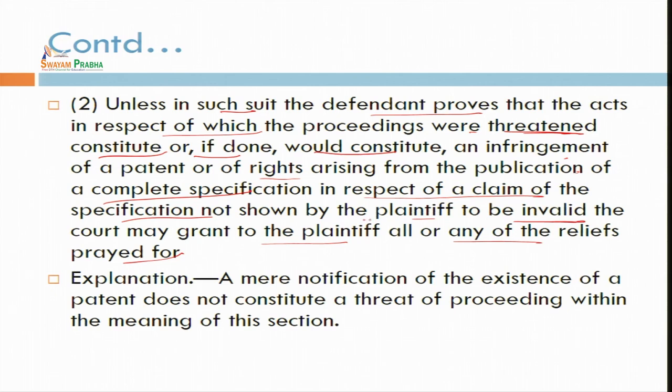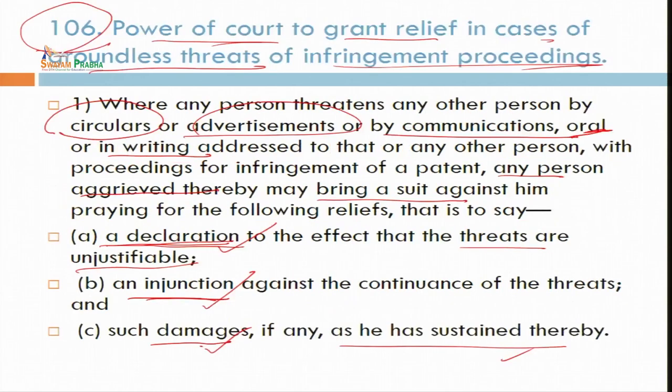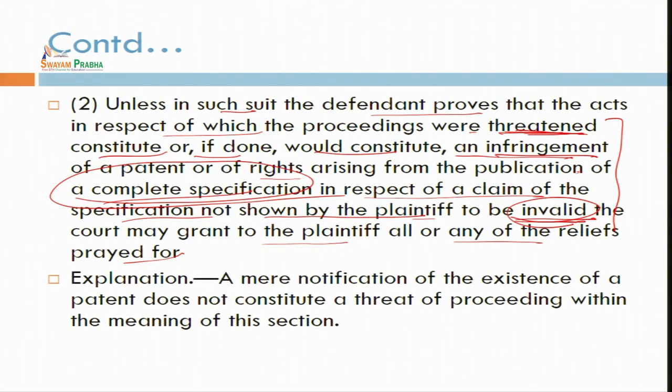So, if the patent which the plaintiff is claiming is invalid, or the complete specification is not filed, or publication of the complete specification of the plaintiff is not made, then in all these cases the threat is unjustified, or the infringement claim is invalid, and the court may grant relief to the plaintiff who has filed this case under section 106. It may relate to a circular, an advertisement, or oral or written communication. This section is very interesting, which protects the interest of innocent users.